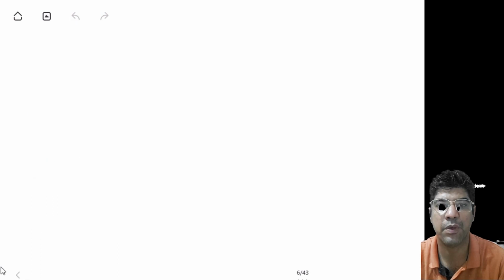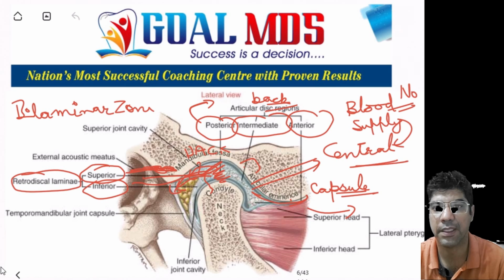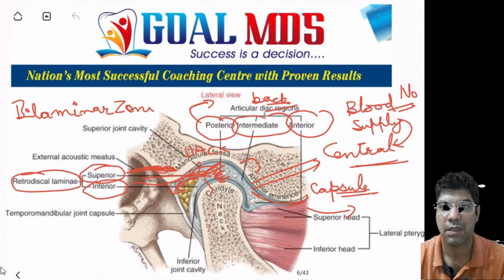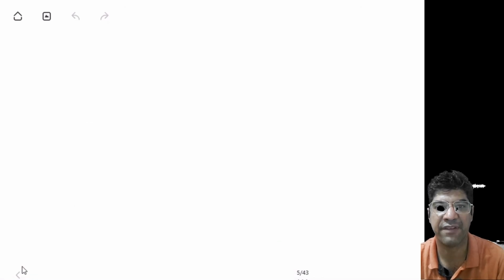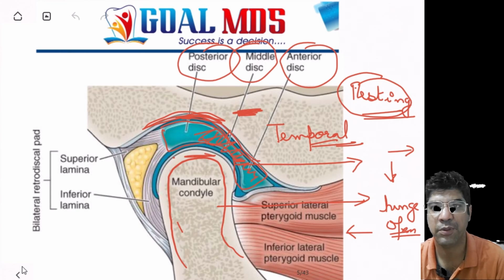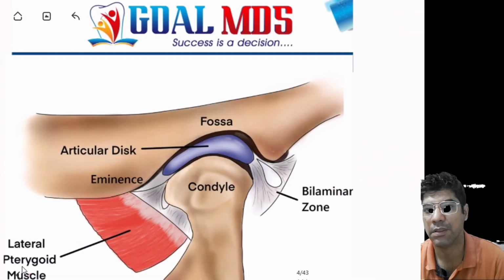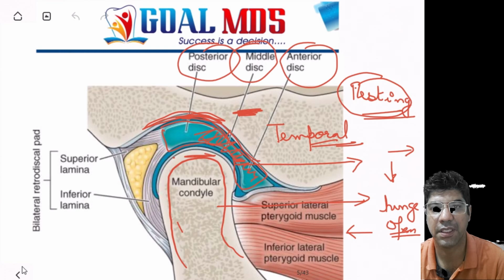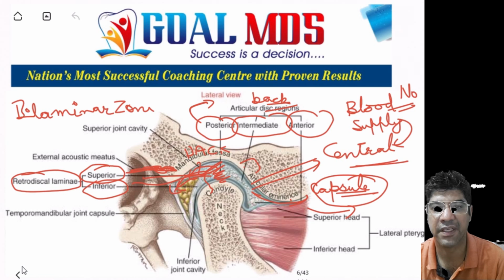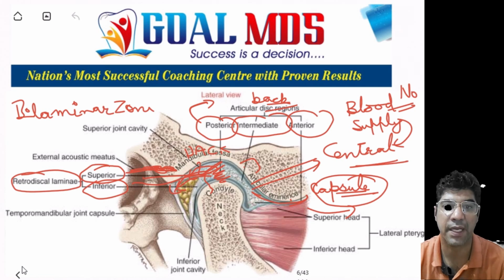Now let us discuss the capsule of the temporomandibular joint. The capsule refers to the fibrous structure that surrounds the joint. What is the function of the capsule? It will provide structural support and stability to the TMJ. It helps to hold the joint components together and prevents dislocation or excessive movement.